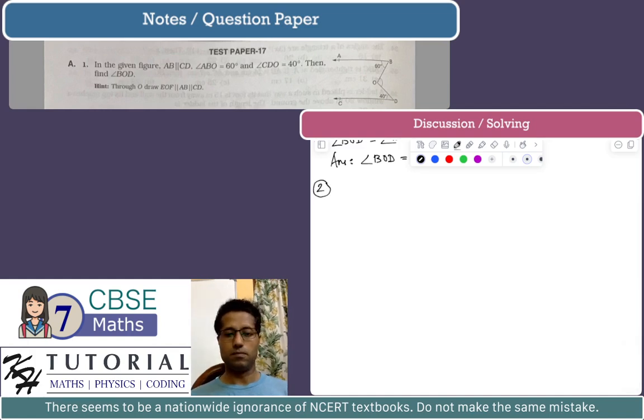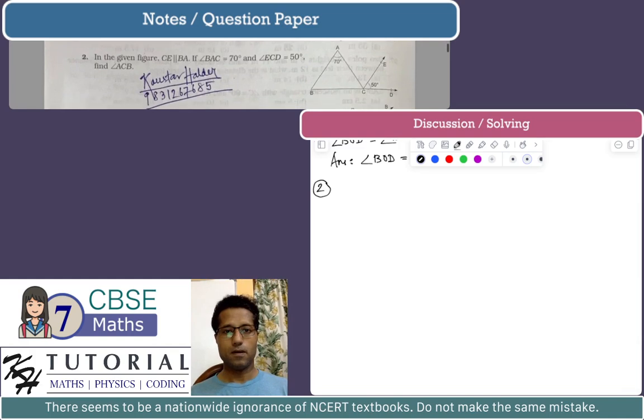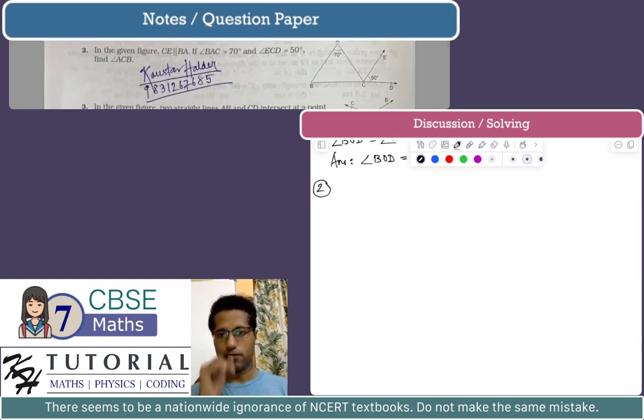Let's do problem number 12. Let's do problem number 2. In the given figure, CE is parallel to BA.